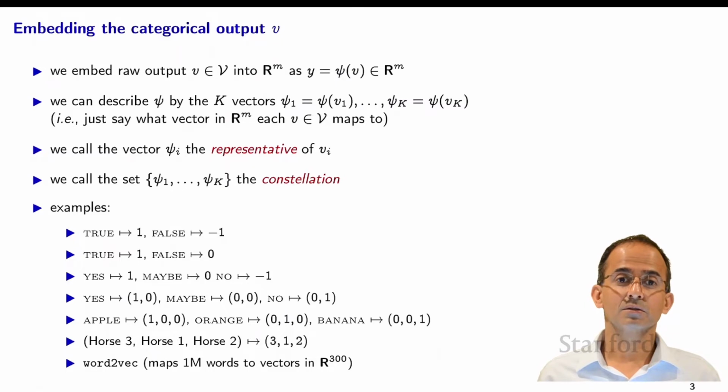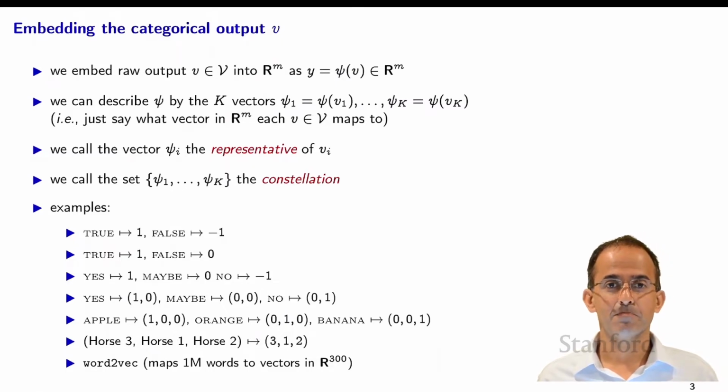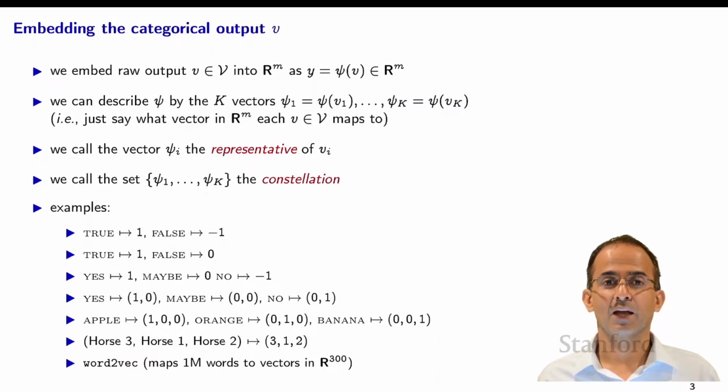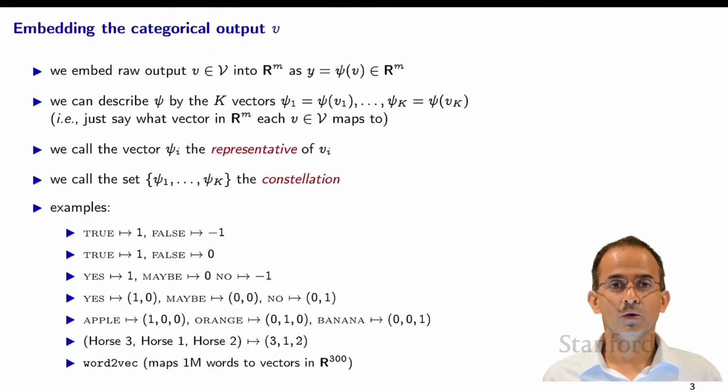Some examples, we might embed true to 1 and false to -1. We might embed true to 1 and false to 0. Those are mappings from a two-element set of categories into the real numbers. We might also map the three-element set, yes, maybe, no, to the real numbers 1, 0, and -1.